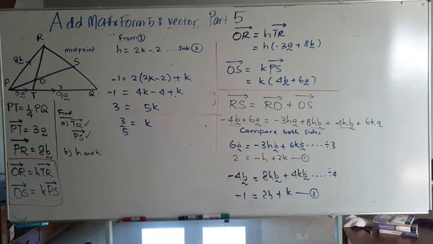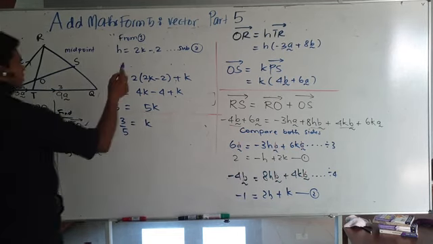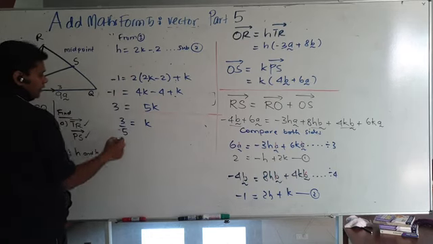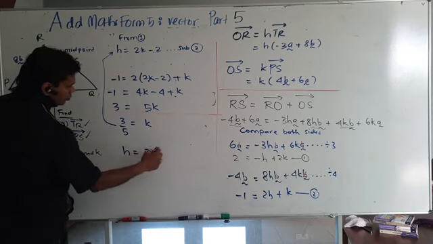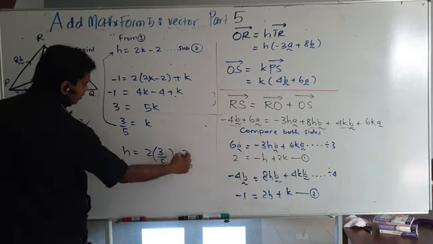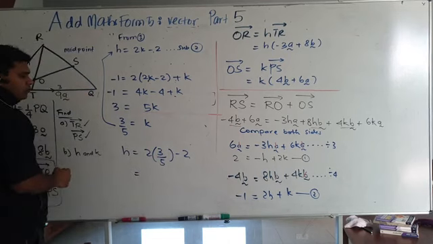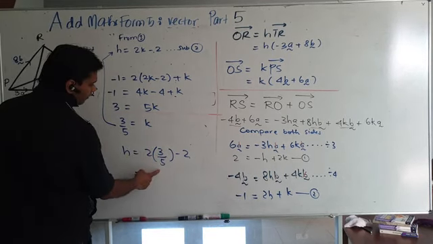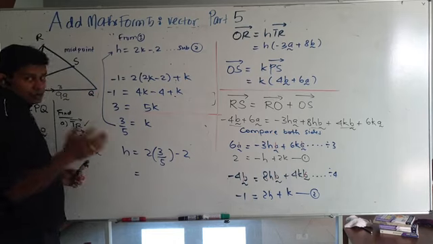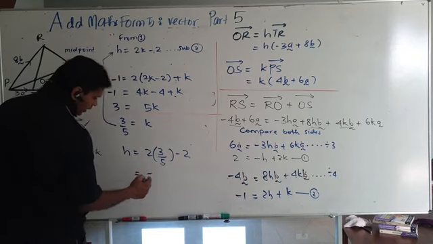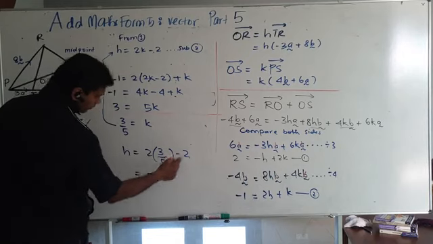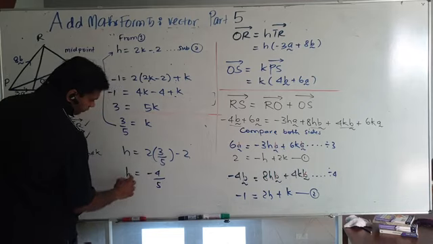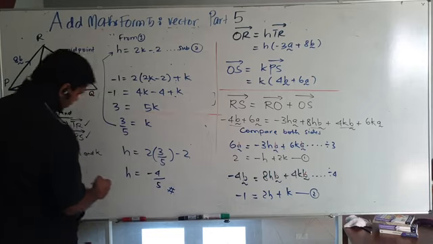All right. Then proceed to find what is h. Let's substitute here again. So what is h? H is equal to 2 times 3 over 5 minus 2. I'm getting 6 over 5 minus 2. You try minusing yourself. So I am getting -4 over 5. That's your answer. Okay, good.